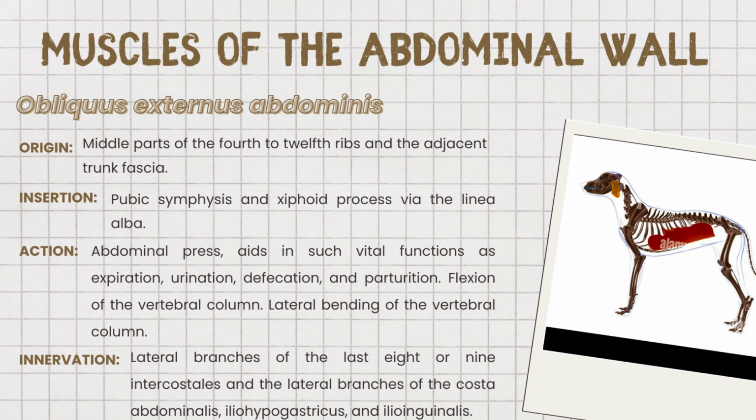For the muscles of the abdominal wall, first we have the obliquus abdominis externus or the external abdominal oblique. It originates from the last few pairs of ribs and inserts to the pubic symphysis and xiphoid process, or simply the abdominal wall. Its action is for abdominal press such as expiration, urination, defecation, and parturition. Its innervation is the last 8 or 9 intercostales or the thoracic spinal, iliohypogastric, and the ilioinguinalis nerve.